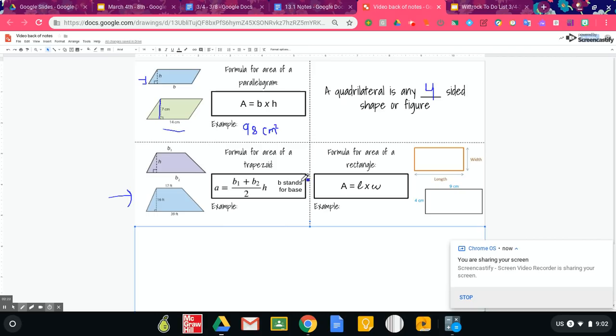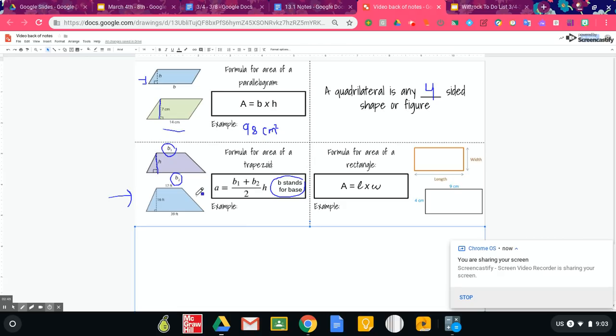I've said right here that B stands for base. If you look at this purple trapezoid, you can see that base 1 is the length of the top, and base 2 is the length of the bottom. After you add those two numbers, you divide by 2 and multiply by the height. Like I said, it's not that it's confusing, it just has the most steps. So let's do this example.